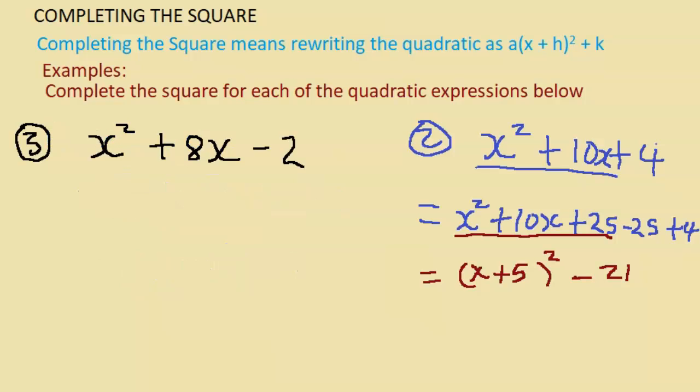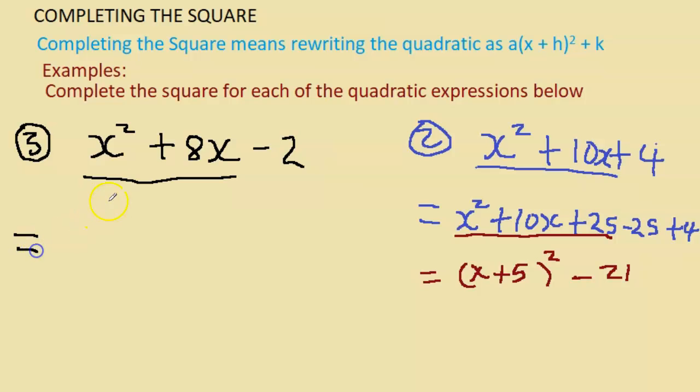So now, here we have another one. X squared plus 8x minus 2. And we are asked to complete the square. Now, as I said, focus on the x squared plus 8x. Just focus on the x squared plus 8x, and ask yourself this question.